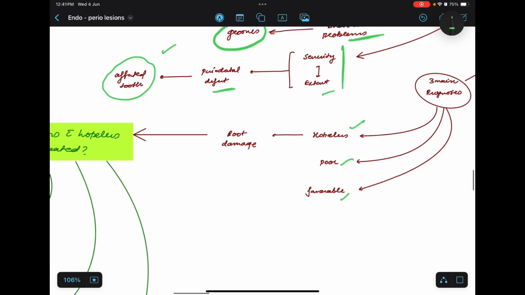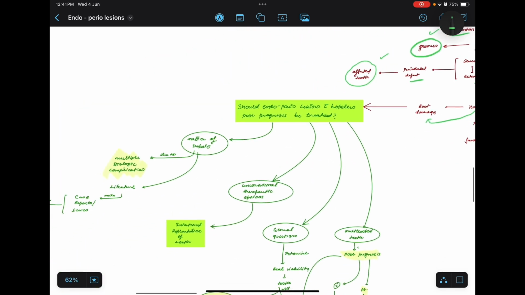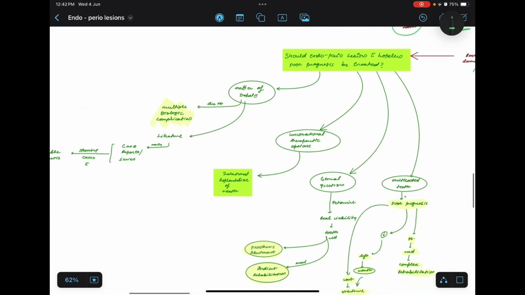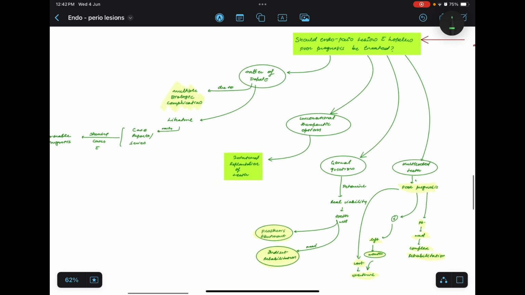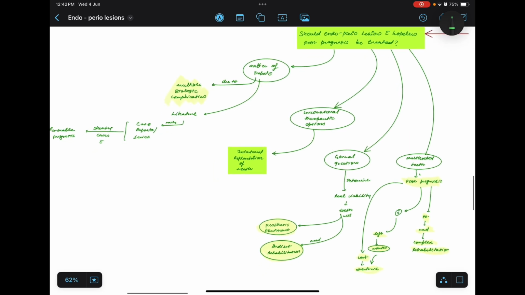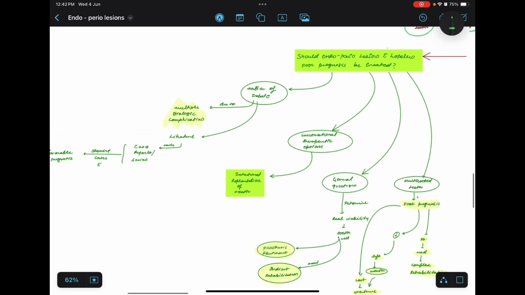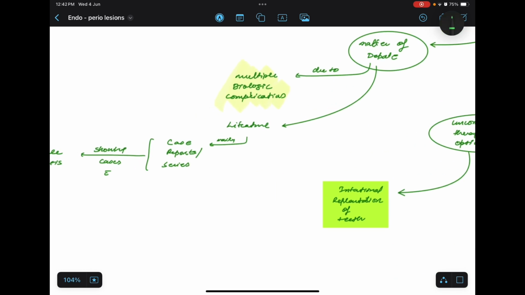So your hopeless prognosis is directly linked with root damage. How? Now, one question that most clinicians might have asked themselves is, should an endo-perio lesion with hopeless prognosis be treated or not? You know that the tooth might go for extraction sooner or later. So should you make the patient go through that pain twice or not? Now this is again a matter of debate.